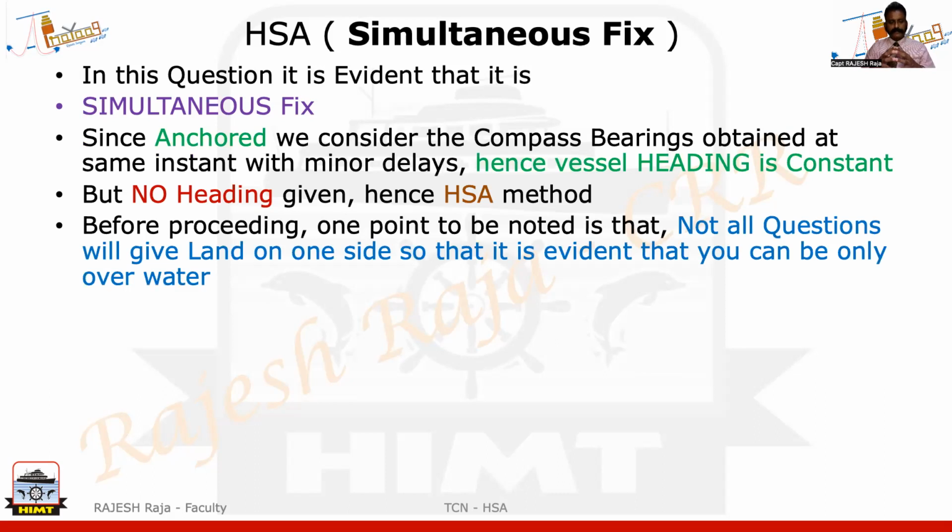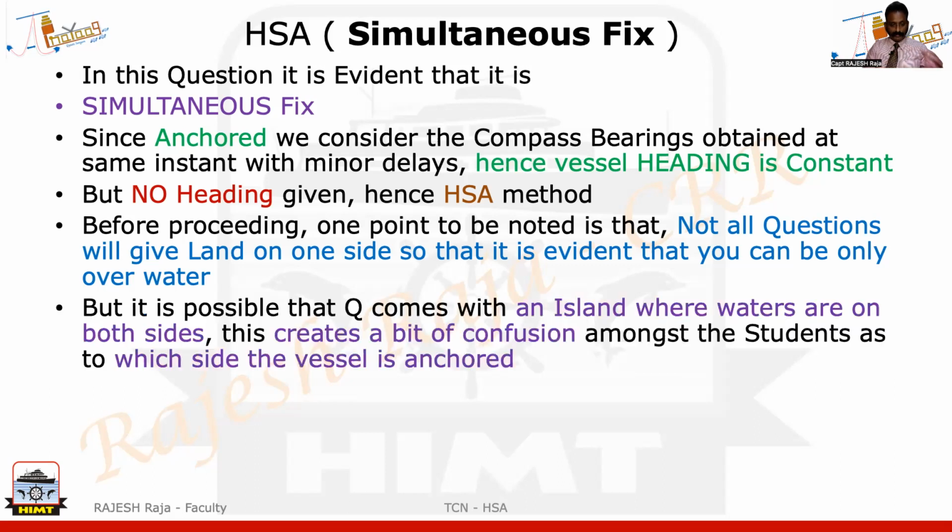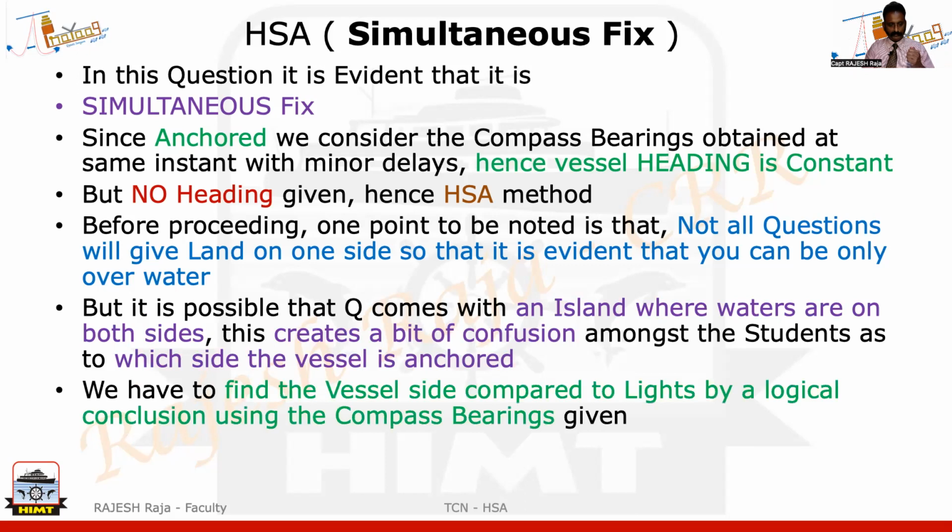There is a quick word of caution, which I had earlier also told you. Not all questions come like this one, where one side of the chart is fully land and the other side is water. You will not always get that. You might get 2 lights which are on 2 islands, and there's water all over the 2 islands. So a small confusion creeps in. So how do you sort out this confusion? Let us quickly look into that.